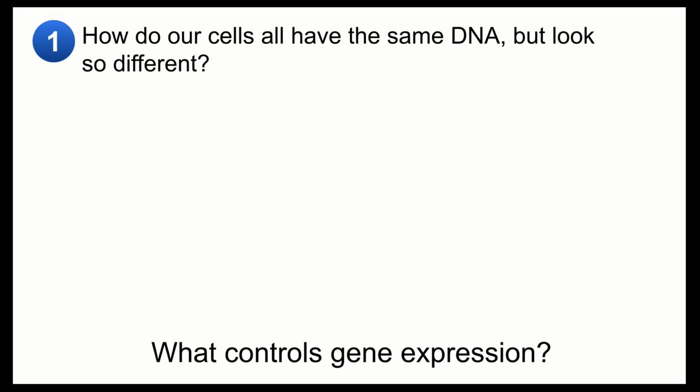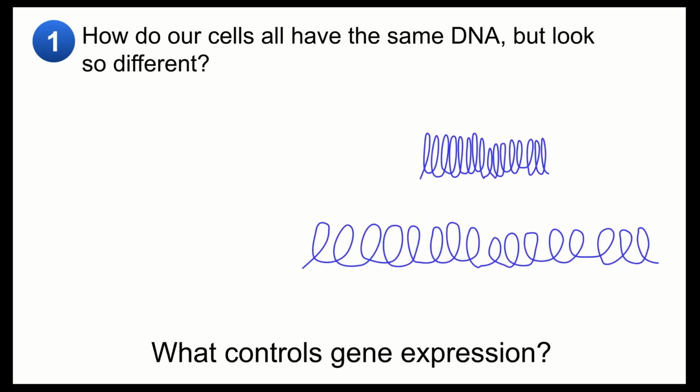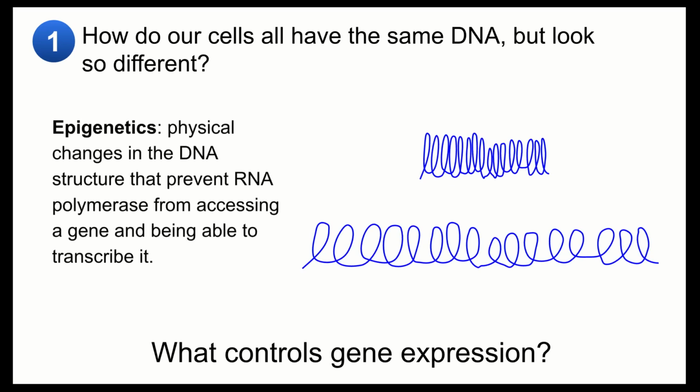So what actually controls gene expression? This is actually a really complex process and one area that scientists are constantly learning more about. I'm going to give you two examples of what controls gene expression. The first example is something called epigenetics, and these are physical changes in the DNA structure that prevent RNA polymerase from accessing a gene and being able to transcribe it.